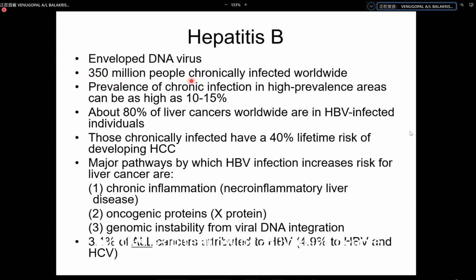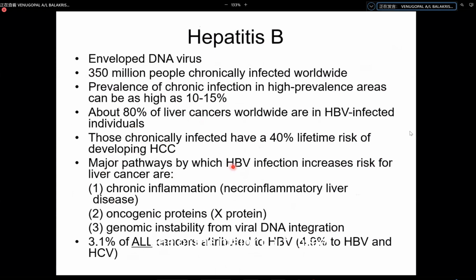But this is quite alarming. 350 million people are chronically infected worldwide. Prevalence of chronic infection in highly prevalent areas can be as high as 10 to 15%. About 80% of liver cancers are caused by HBV. Okay. And the chronically infected have a 40% lifetime risk of developing HCC. So once they are infected, now they have a 40% chance to develop hepatocellular carcinoma.